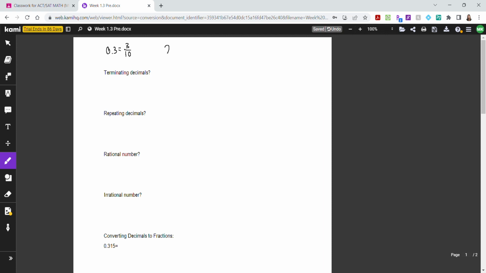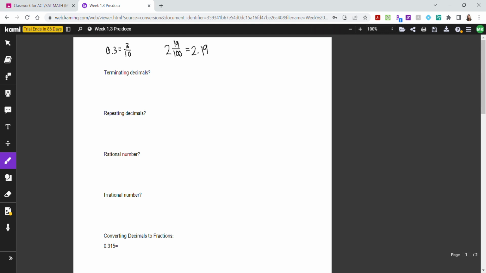And then if we have 2 and 19 over 100, see how 100 is also a multiple of 10, right? So we would write that as 2.19. See how that's a decimal now? Because the fraction part here has a denominator that is a multiple of 10, right?